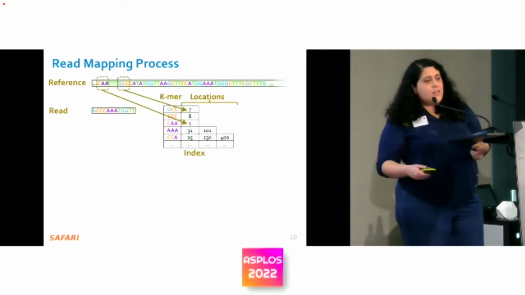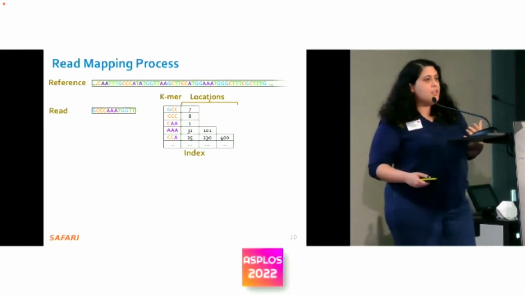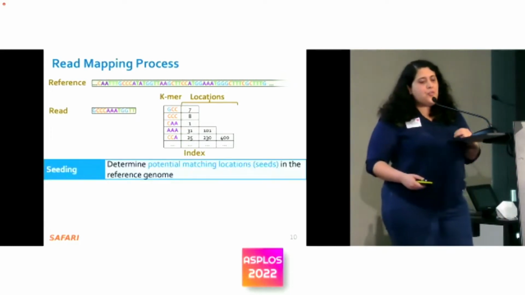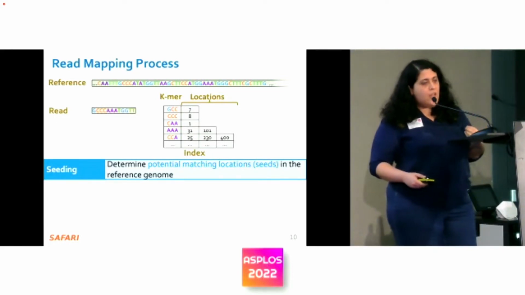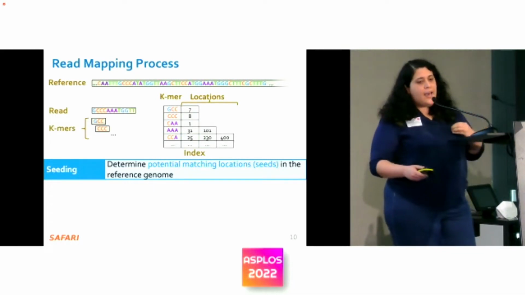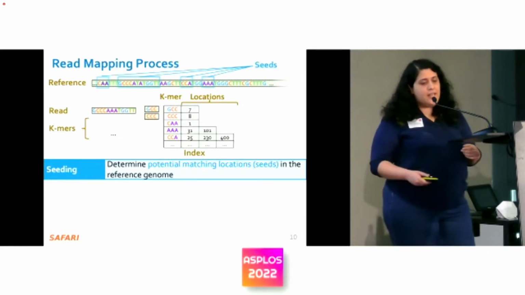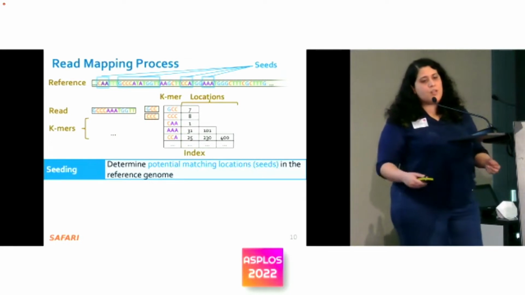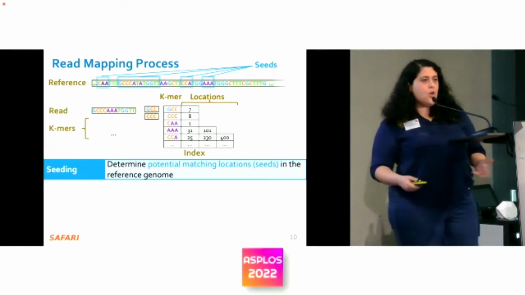State-of-the-art read mappers typically exhibit various heuristics to work around this expensive alignment computation and typically consist of 3 main steps. In the first step, called seeding, we determine the potential matching locations or seeds in the reference genome. To do that, the mappers extract various k-mers from the read and look up these k-mers inside the index. If a k-mer hits in the index, the mapper marks the locations of such k-mers in the reference genome as potential matching locations or seeds.